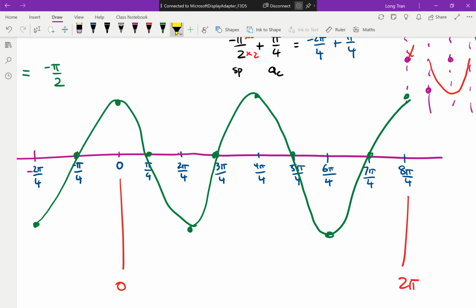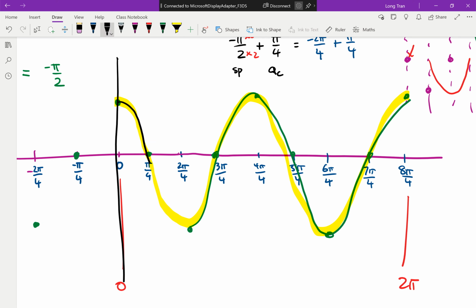I'm only sketching from 0, which is from here, all the way up, all the way down, all the way back up, and that finishes at 0 to 2 pi. And you can see it was so much easier when I draw it now. This is my graph. There you go.